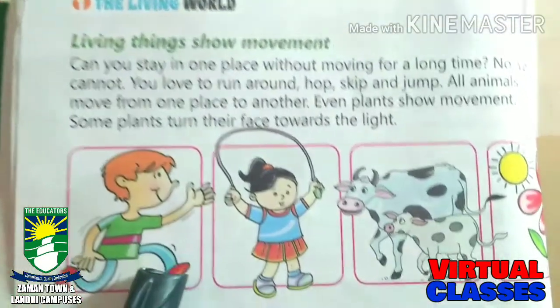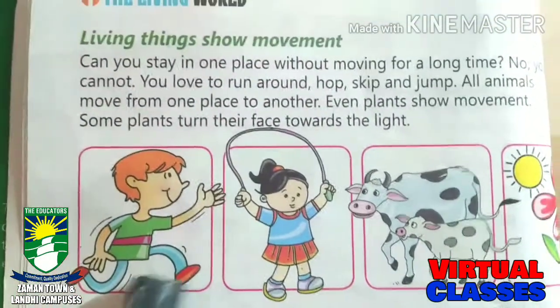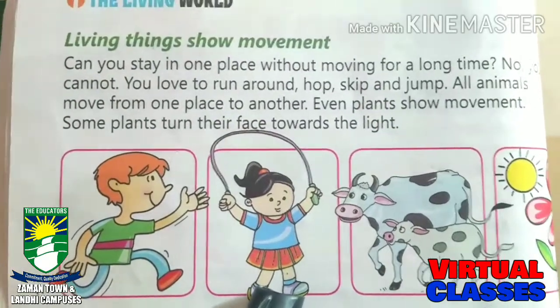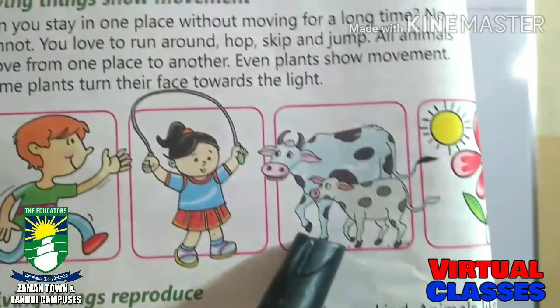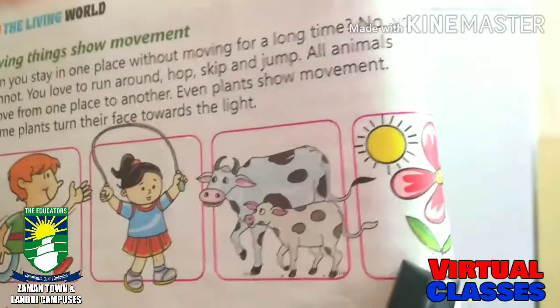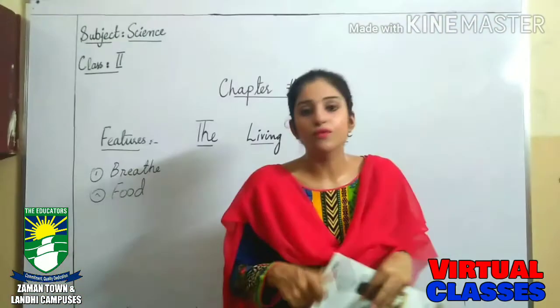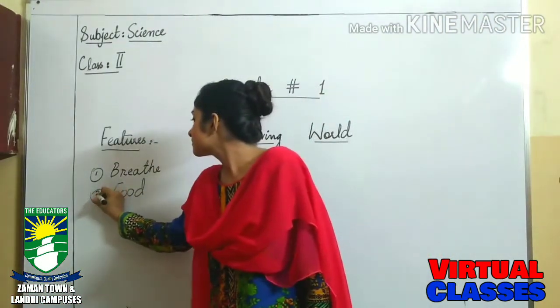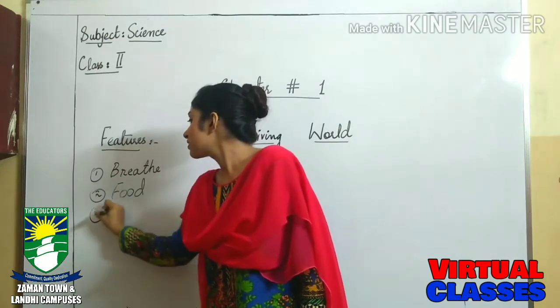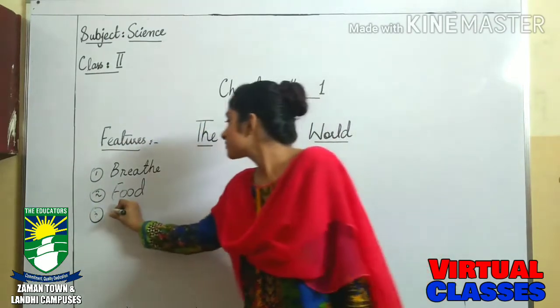Look at these pictures. This is a boy who is running. This is a girl who is skipping. These are animals. Animals can also move. They can walk and they can run. Plants can also move. Now, let me tell you how plants move. First of all, let me show the heading number 3. What is number 3? Movement.